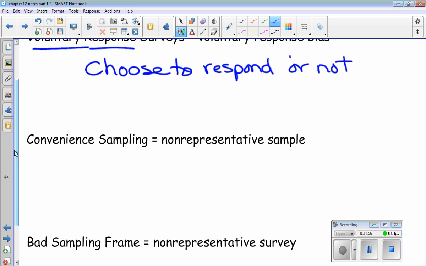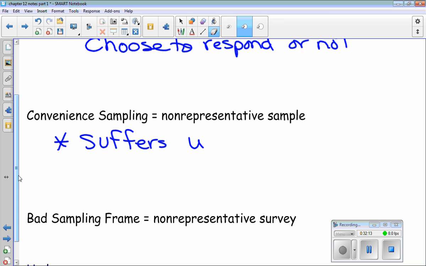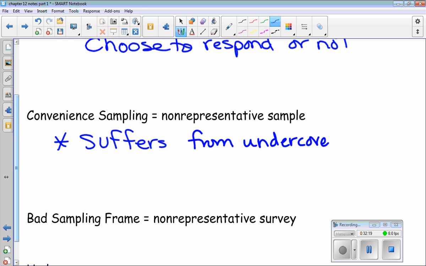Yes, it will suffer from undercoverage because of that. Okay? And what is undercoverage? When you don't have every subset population represented. So it suffers from undercoverage, right? Undercoverage is a type of bias that we want to be very good at avoiding. Okay?